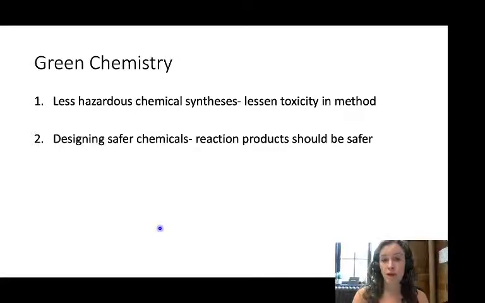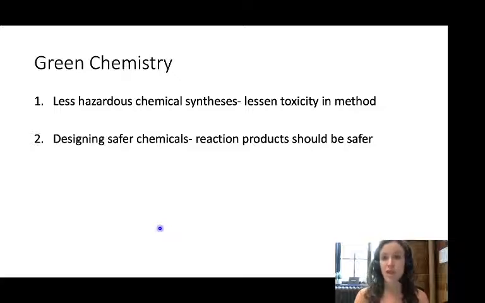Think about the reaction we're doing this week. Notice which chemicals we are using that are toxic, or how toxic are the chemicals? Is it green? Is it not? The second principle this week is designing safer chemicals. So this week we're making some reaction product. We want to be making chemicals that are not toxic to us either.